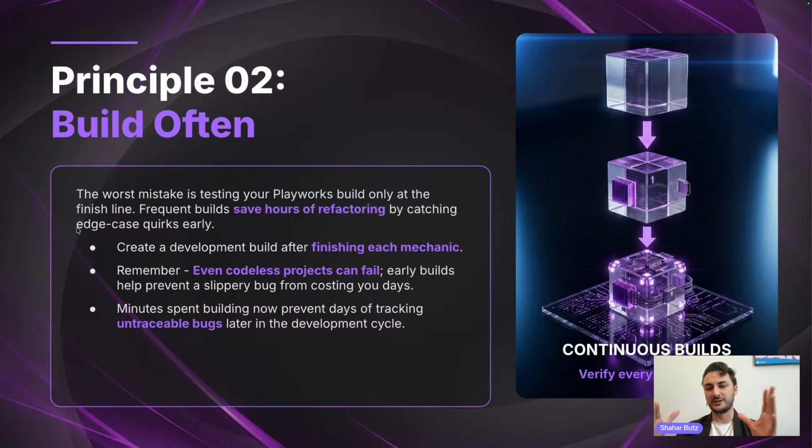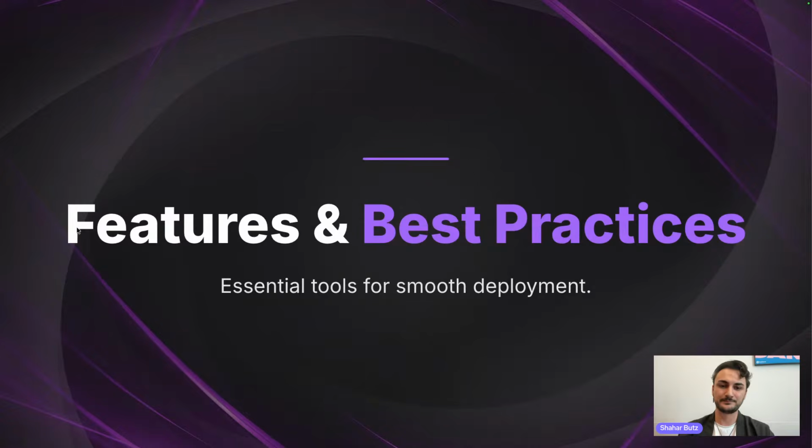Each time you also connect it to another new mechanic, you want to test the connections, stuff like that. I cannot say this enough. Build each time you finish something. Work in milestones, basically. Now that we've finished this theoretical part, let's get into the actual engine. I'm going to talk about the features and best practices as you work in Playworks.